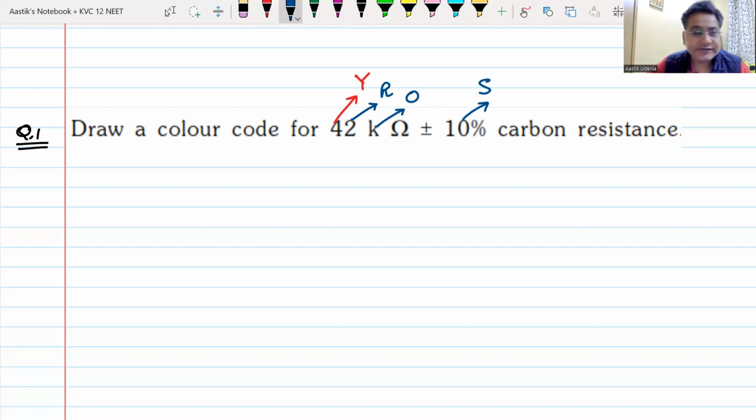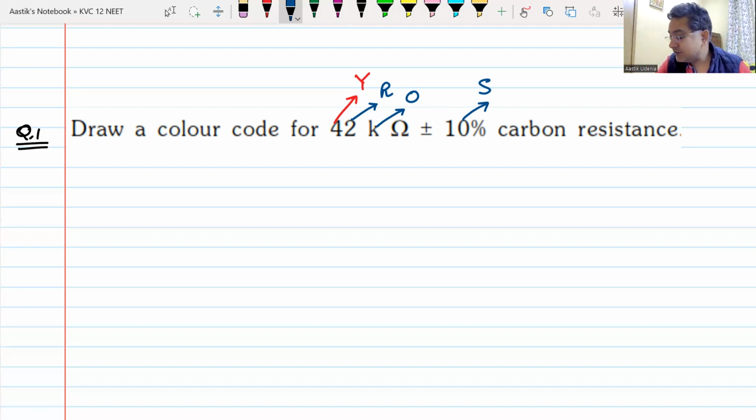Do we understand this? This is how you get the color code. You should have given me this answer, not silver. Silver is just the tolerance level. Do we get this? Yes, sir.